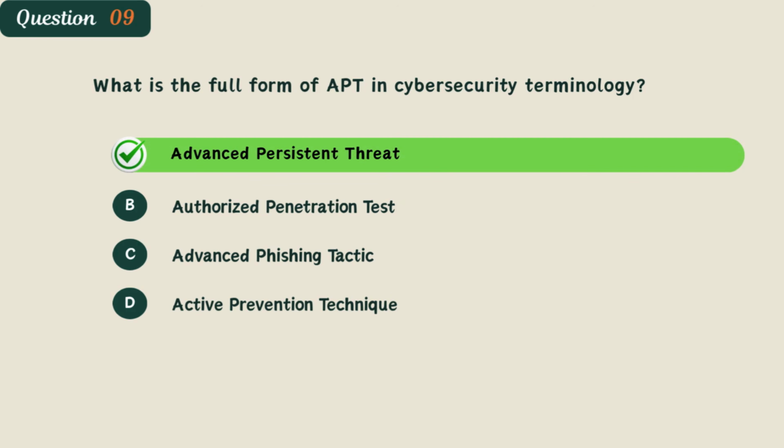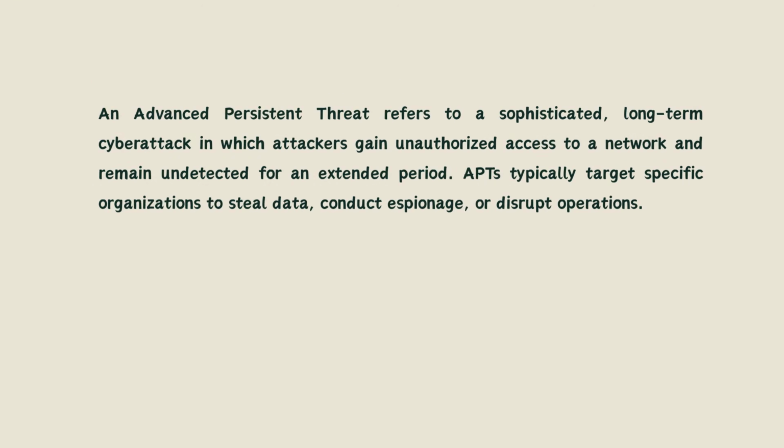Correct answer: A. Advanced Persistent Threat. An advanced persistent threat refers to a sophisticated long-term cyber attack in which attackers gain unauthorized access to a network and remain undetected for an extended period. APTs typically target specific organizations to steal data, conduct espionage, or disrupt operations.